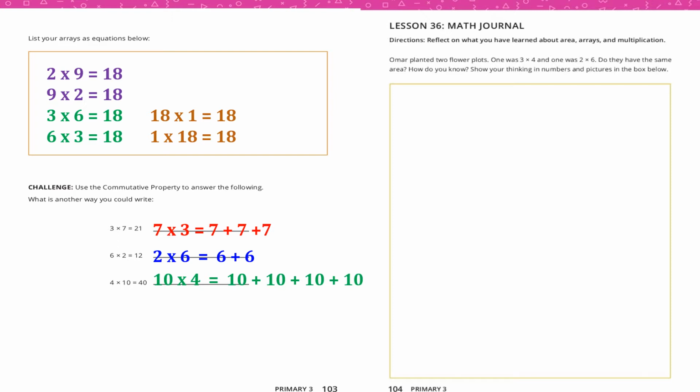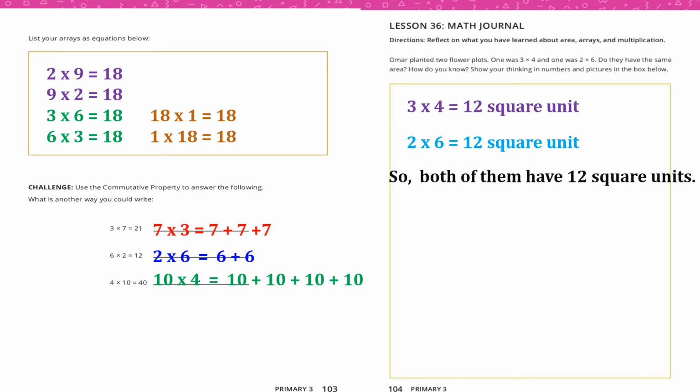In our math journal, reflect on your learning about area, arrays, and multiplication. Omar planted 2 flower pots. One was 3 times 4 and one was 2 times 6. How do they have the same area? How do you know? We have here 3 times 4 equals 12 and 2 times 6 equals 12. So they have the same area. Both of them have 12 square units.